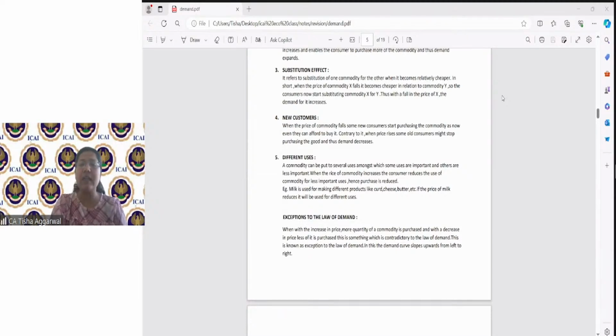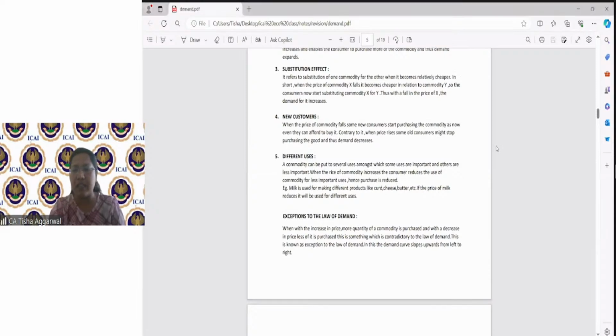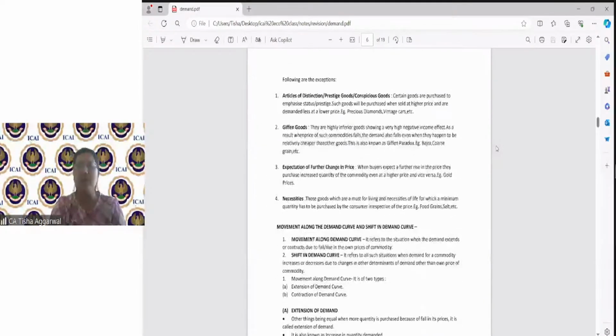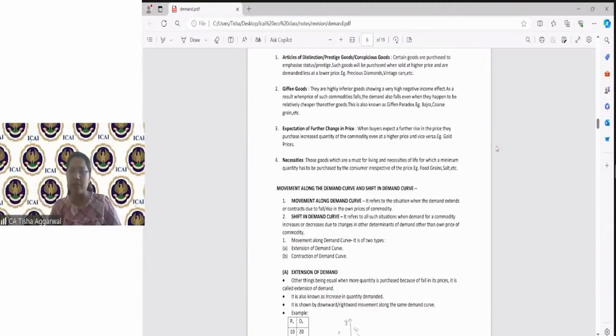Next, we come to the exceptions to the law of demand. I remember in the last class, a couple of students asked what the exceptions to the law of demand are. These are particular goods which we cannot buy, maybe because of high income value, etc. Therein the law of demand does not work. The law of demand says that when the price increases, demand falls, and when the price reduces, demand increases.